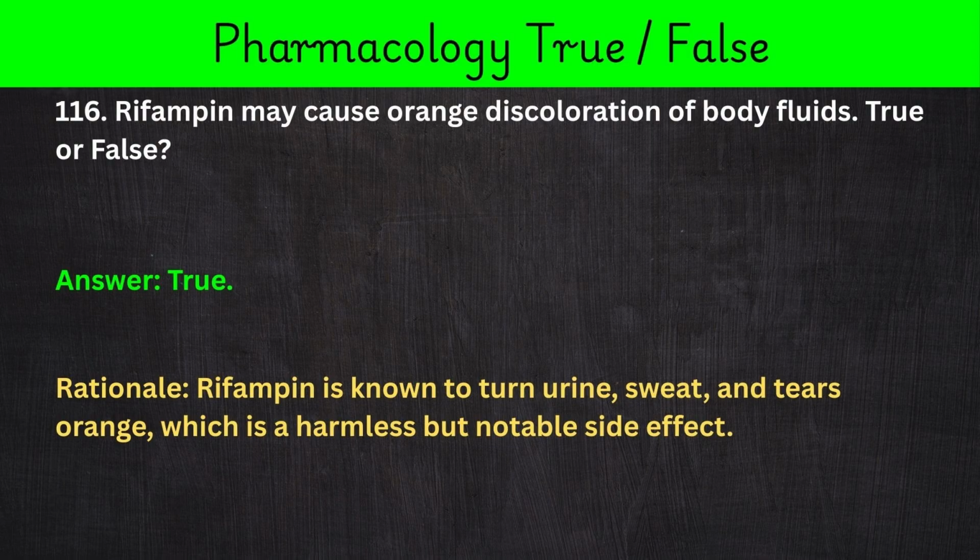116. Rifampin may cause orange discoloration of body fluids. True or false? Answer: true. Rationale: rifampin is known to turn urine, sweat, and tears orange, which is a harmless but notable side effect.